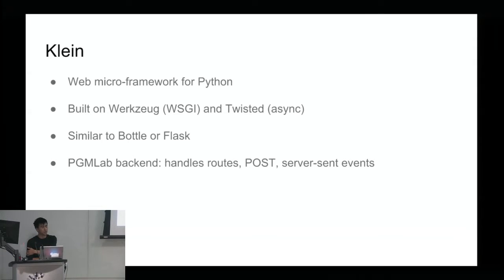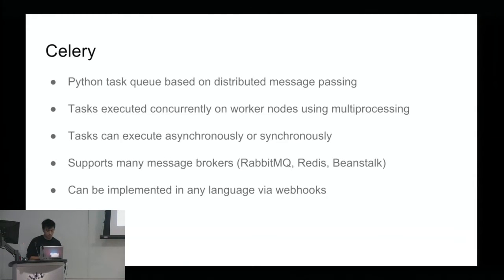So on the back end of PGMLab, we have Klein, which is a micro framework for Python. It's built on Werkzeug and Twisted. And if anyone here has worked with Bottle or Flask, it's a lot like that, but it allows you to extend it to handle asynchronous tasks. And so for us, it handles the actual hosting of the files, routes, posting, so when we actually submit to PGMLab, as well as the big thing here, which is the server-sent events, which is what we use to keep track of the task progress, and which I will show you.